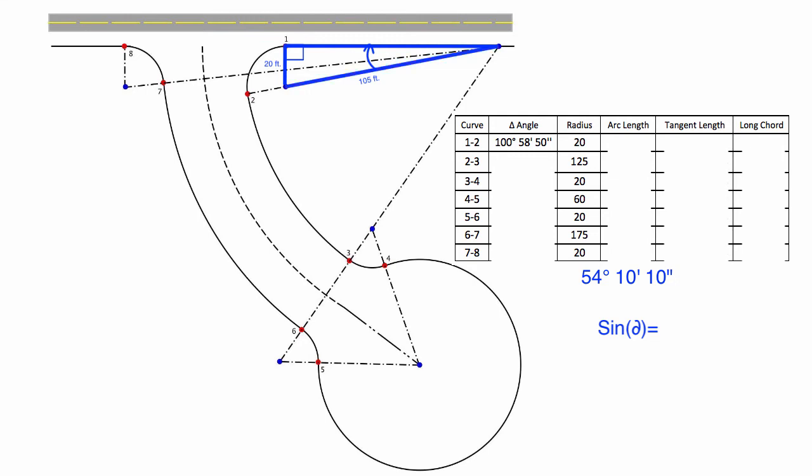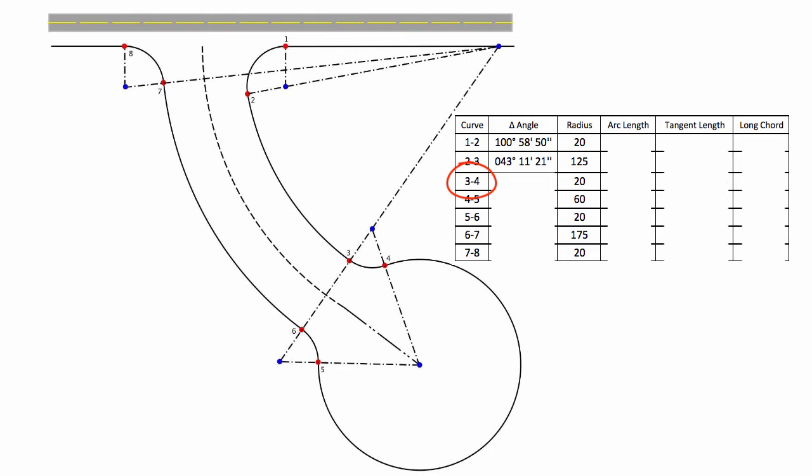The sine of the angle is equal to the opposite distance divided by the hypotenuse distance, or, in other words, the angle is equal to the arc sine of 20 feet divided by 105 feet. The resulting angle is subtracted from 54 degrees, 10 minutes, 10 seconds to give the delta angle for curve 2 to 3, 43 degrees, 11 minutes, 20 seconds.